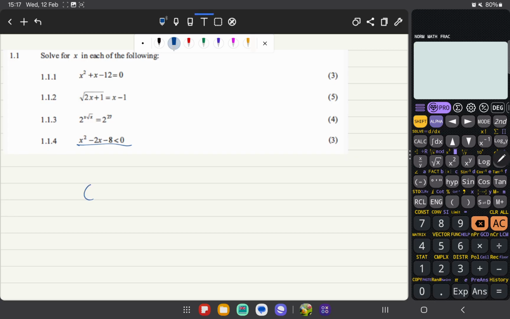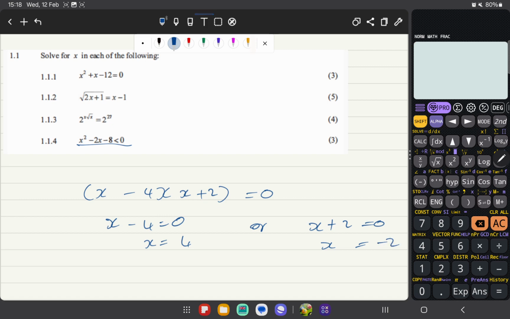First thing when you're solving for x at that level, it's just factorizing. Since in this case the coefficient of x squared is 1, you find two numbers that multiply to give 8 and differ to give minus 2, which will be minus 4 and plus 2. Then you assume you're solving for x, so x minus 4 equals 0, or x plus 2 equals 0. You have x equals 4, x equals minus 2.